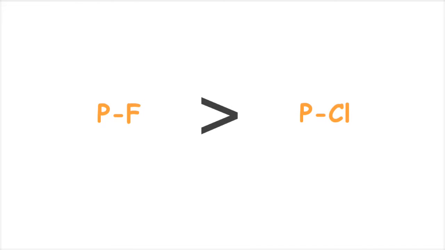The answer would be PF, due to the fact that F is above Cl on the periodic table, creating a bigger difference in electronegativity, making the bonds more polar.